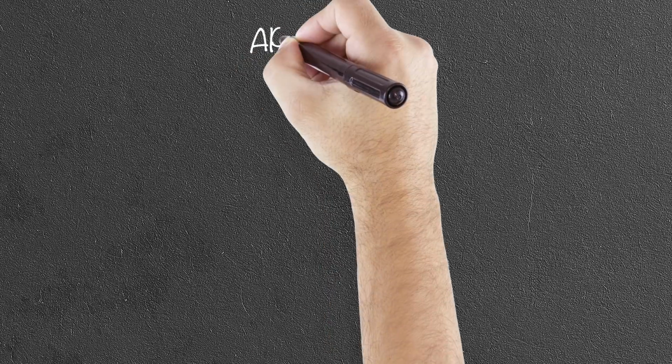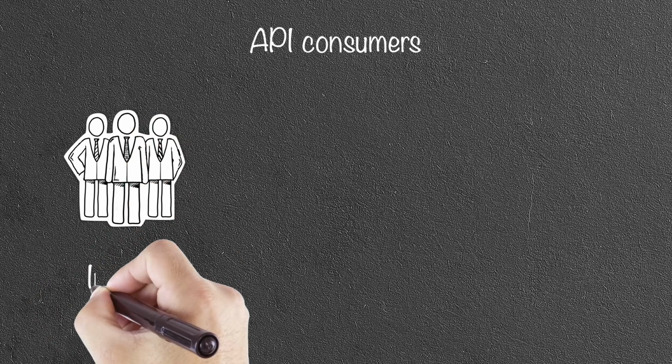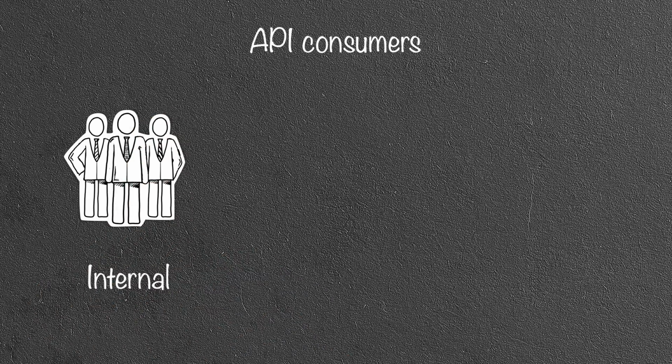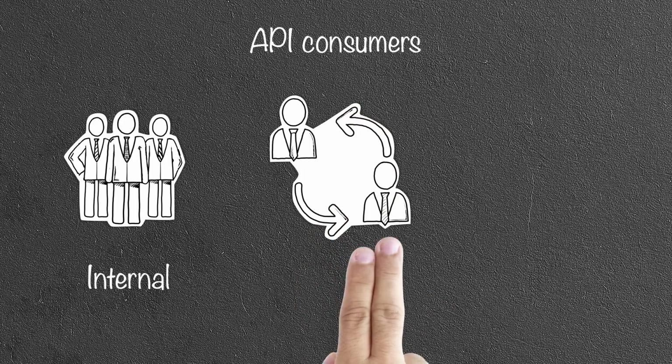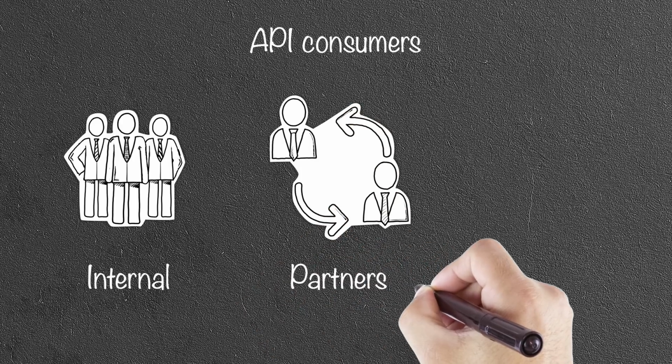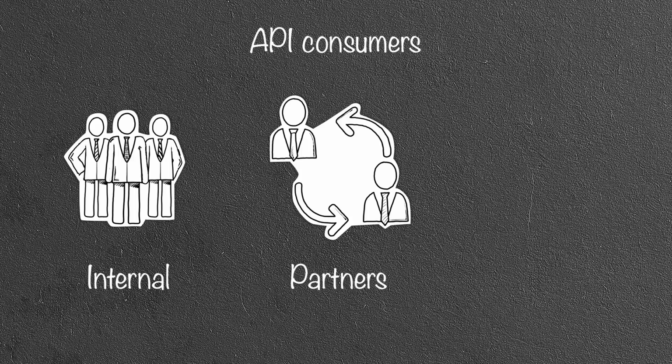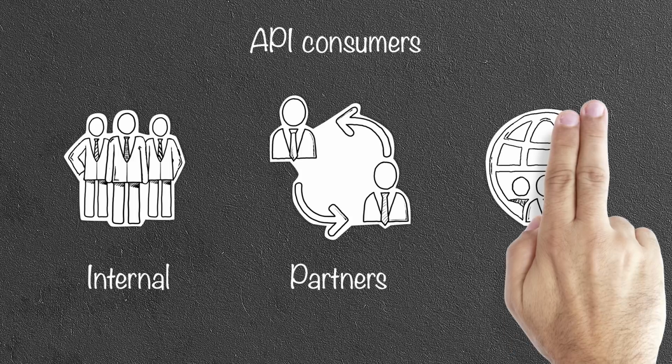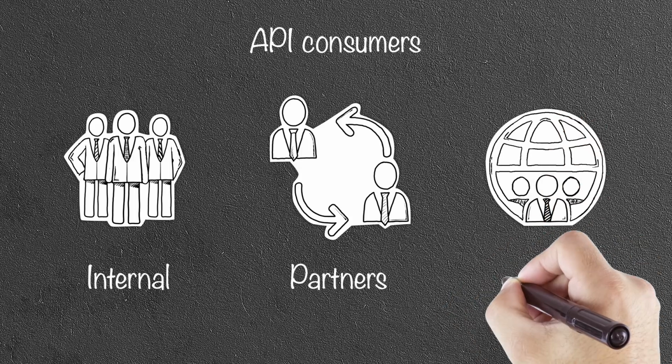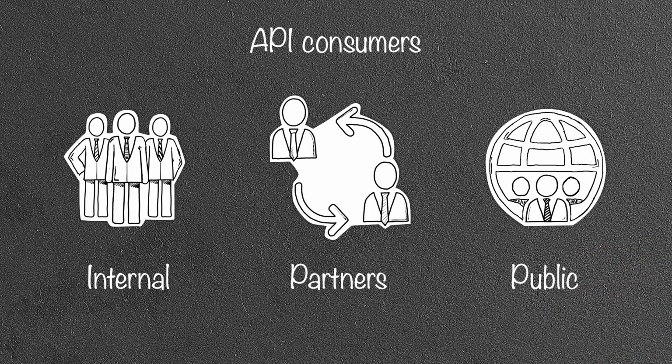We usually are talking about 3 types of audience. Most companies start with their internal consumers, developers who are writing apps or working with data. Partners go next, with APIs as a new way of working with external companies. Finally, public consumers, when APIs are available externally for all kinds of needs.